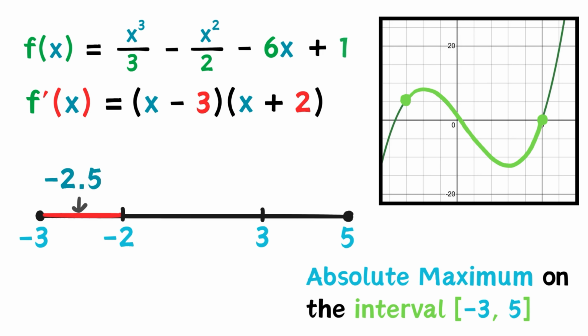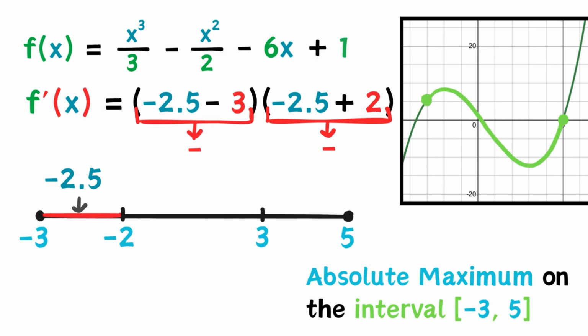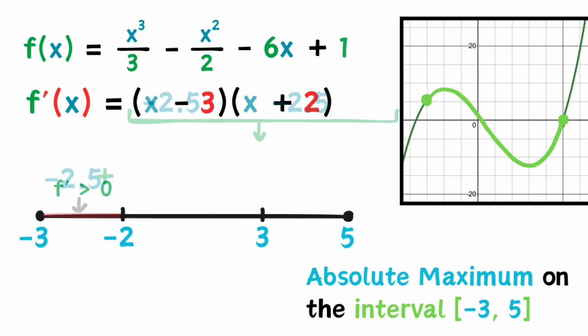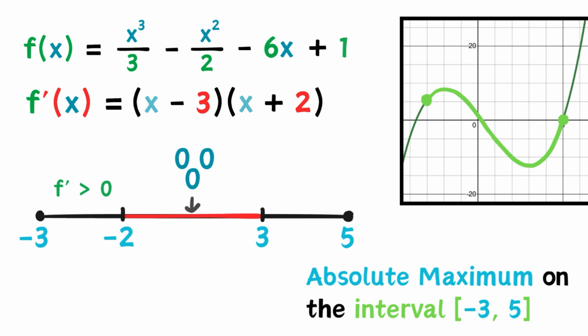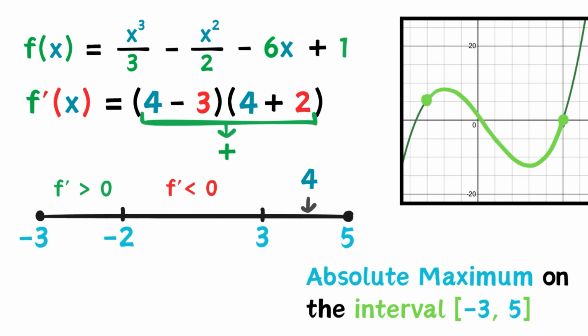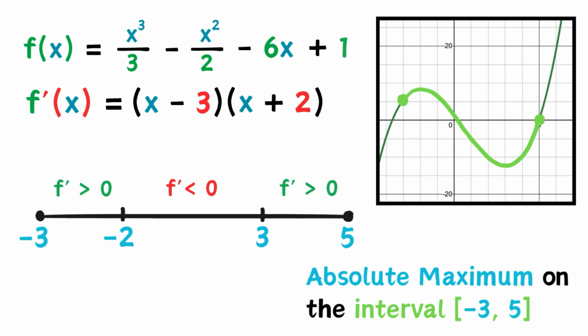Well, checking the interval from -3 to -2, we find the derivative is positive. Now, taking a look from -2 to 3, the derivative is negative. And from 3 to 5, the derivative is positive. Now, looking at the candidate points, which of these are maximum points? Right after -3, the derivative is positive, so the function must be increasing. Thus, -3 is a local minimum, not what we're looking for.